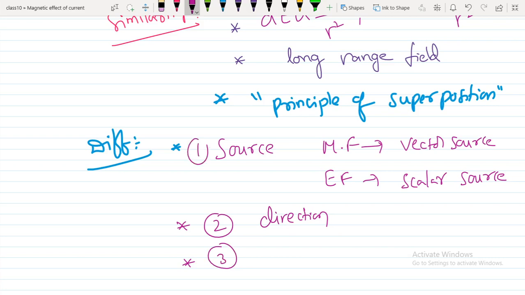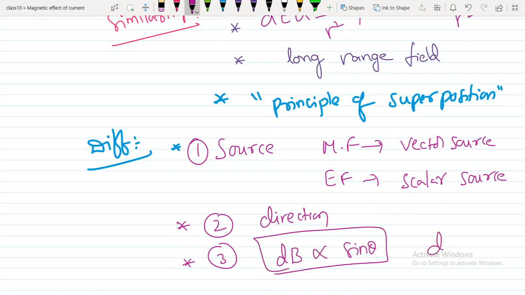Let me take the third one. In the Biot-Savart law, the magnitude of the magnetic field is proportional to sine theta. But the electric field does not depend on any angle. So this is one of the differences we can find: the electric field is independent of the angle factor, but the magnetic field depends on the angle factor.